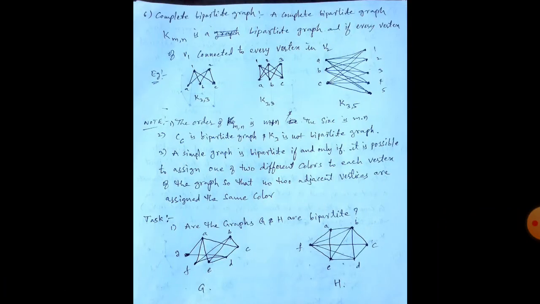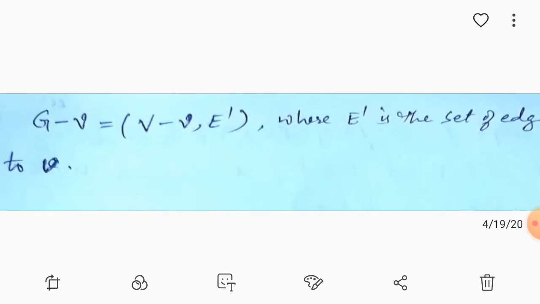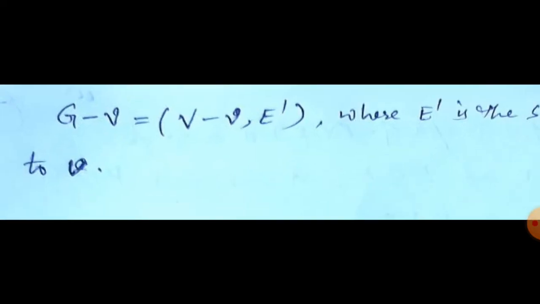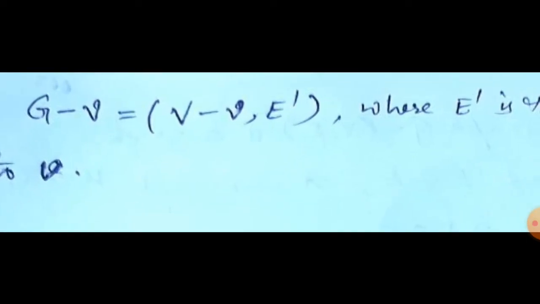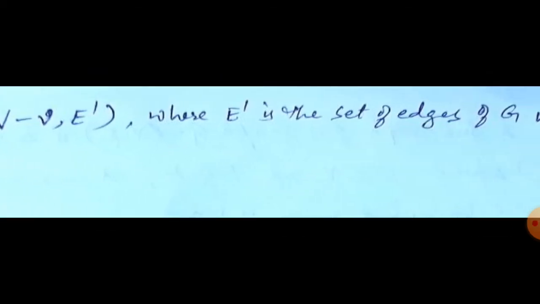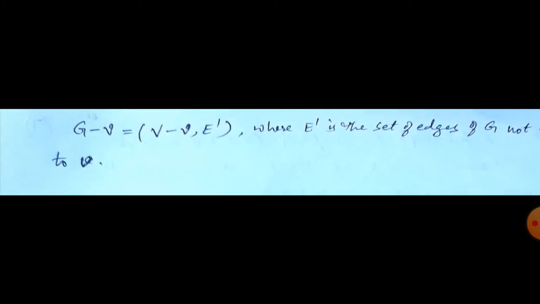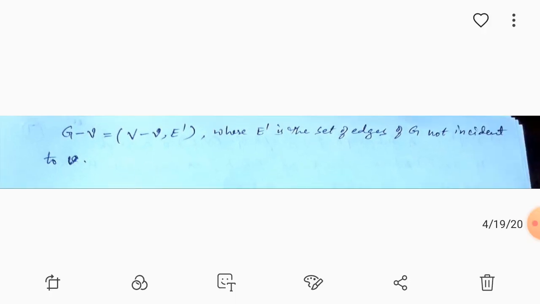In the next one we will see G minus V. If we are removing a vertex, we denote it G minus V. In the vertex set we remove that vertex, and in the edge set we also remove all the edges incident on it. So we denote that as E dash, where E dash is the set of edges of G not incident to V. So that is G minus V.